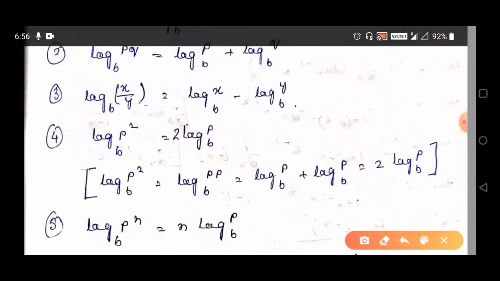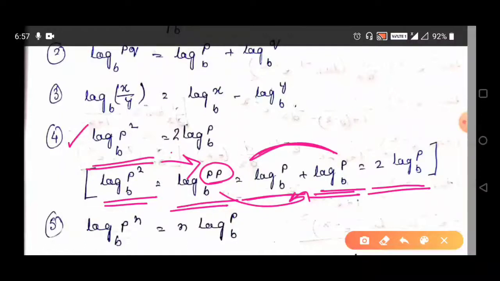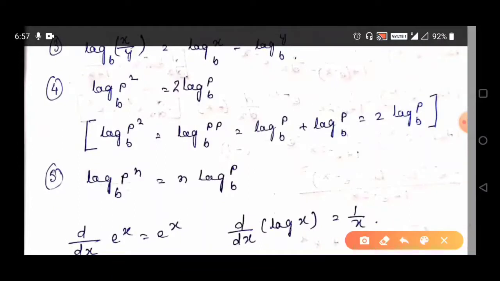Log p square base b can be written as 2 log p base b. Log p square base b can be written as log p into p base b. Now it can be written as log p base b plus log p base b. We know whenever multiplication is given, we can write it as addition. Now if we add these two, we will get 2 log p base b. So from here we can say log p square base b is equal to 2 log p base b. Log p to the power n base b is equal to n log p base b.